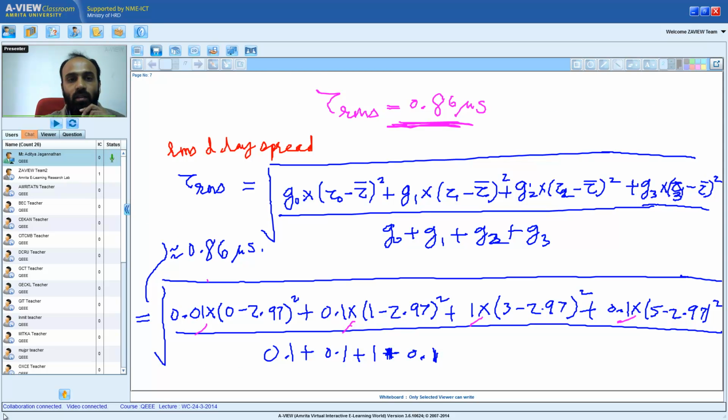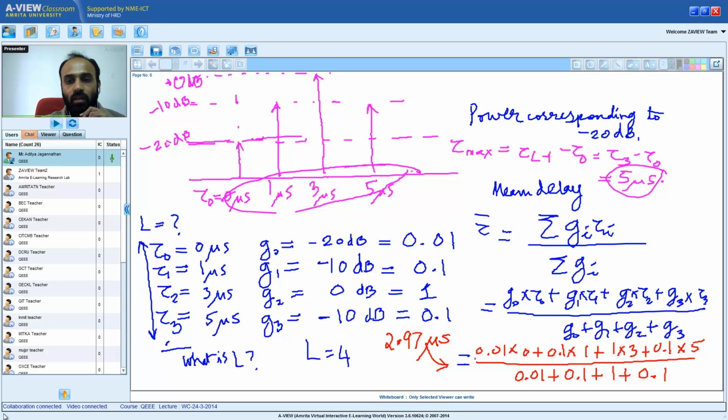And also you can see here, basically the mean delay is 2.97 microseconds. That is very interesting, because it says the strongest path is at 3 microseconds. So the mean delay corresponds to the strongest path. What it's saying is the rest of the paths are significantly lower, 10 dB and 20 dB lower than the strongest path, and the mean delay is 2.97, which is approximately 3 microseconds. So this is what we get by weighing by the fraction of power.